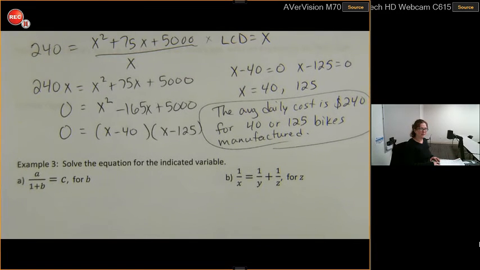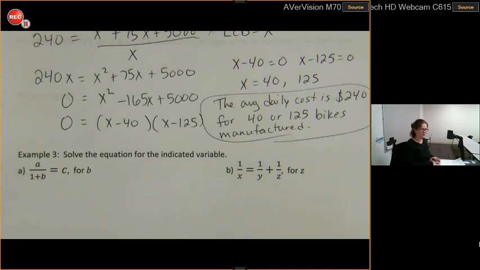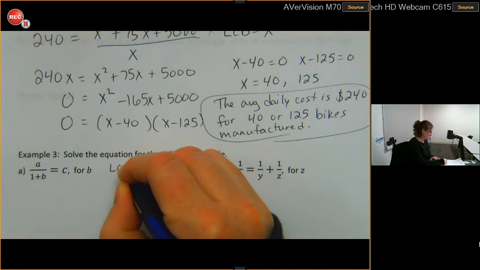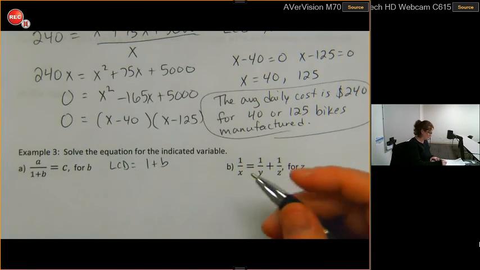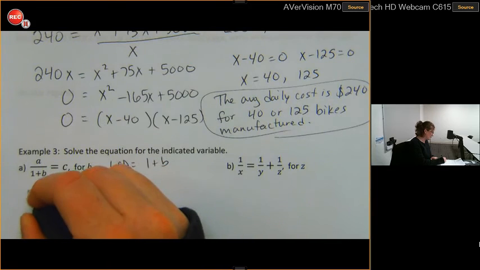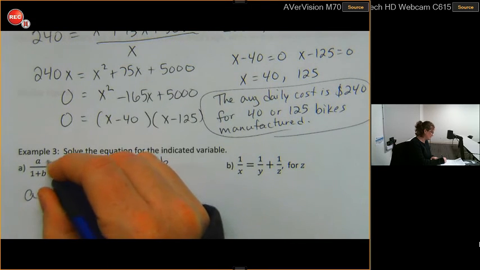Another task we need to be able to do in this section is solve for the indicated variable, which means I need to rearrange the problem to get the variable that it tells me to be by itself. I'm going to start by finding the LCD and multiplying by the LCD, getting rid of the fractions. Here the LCD is 1 plus b. That's the only denominator that there is. So if I multiply by 1 plus b, it cancels out under the a.